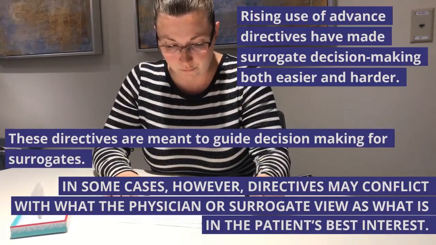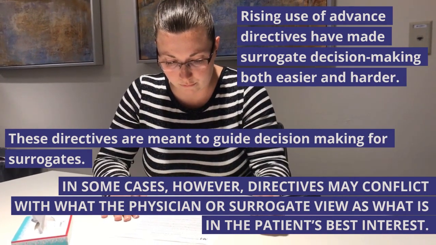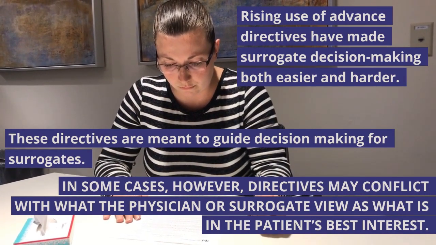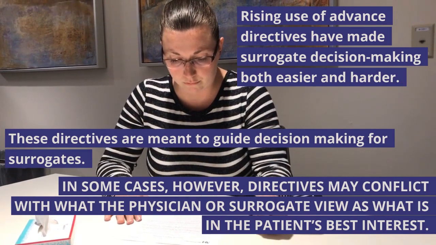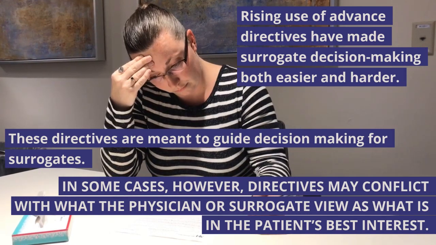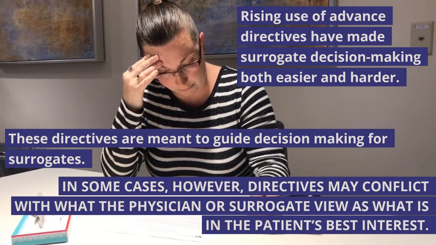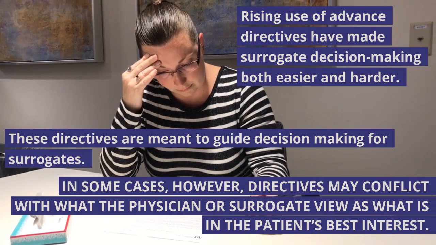The rising use of advanced directives has made surrogate decision-making both easier and harder. In many cases, these directives help guide decision-making for patients who have lost decision-making capacity. In some cases, however, directives may conflict with what the physician or surrogate view as what's in the patient's best interest. And these conflicts can place substantial emotional and moral burdens on physicians and surrogates, and there's little practical guidance on how to address them.